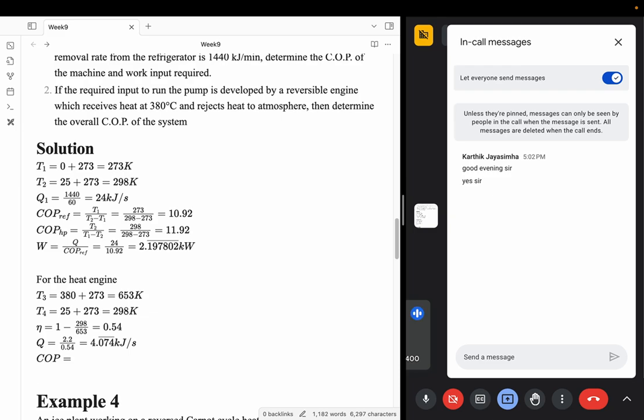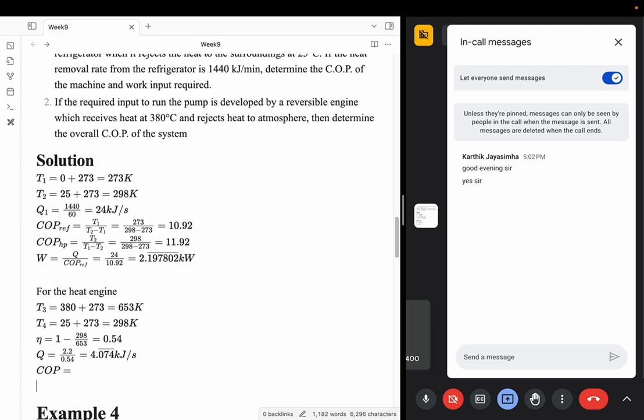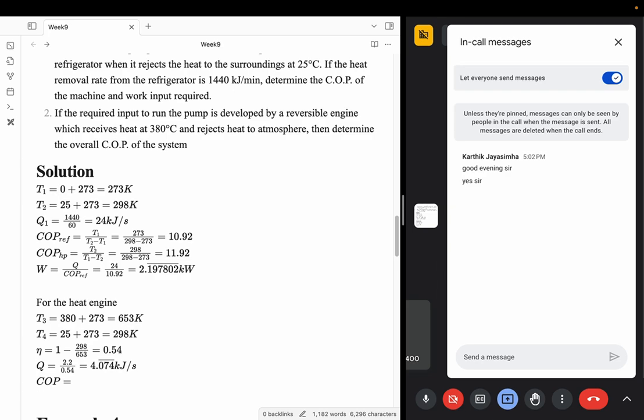So COP, efficiency, and all these are related to your output and input. So in terms of output and input, how do I put this thing? So what is my output? What is my input in this case? The desired output is to maintain this removal rate from the refrigerator. So that is Q1, and my input is this amount of heat that I am supplying to the heat engine, right?